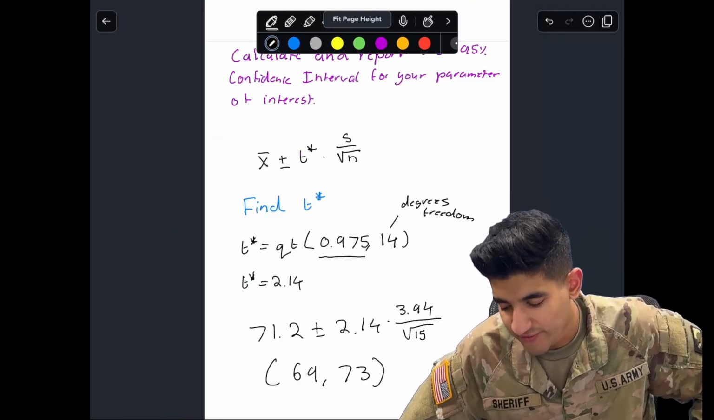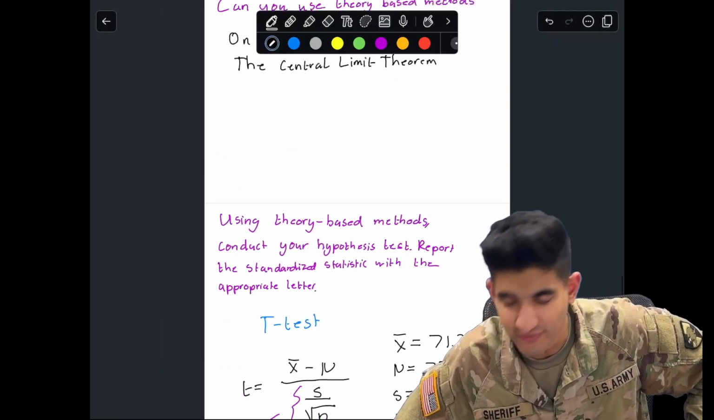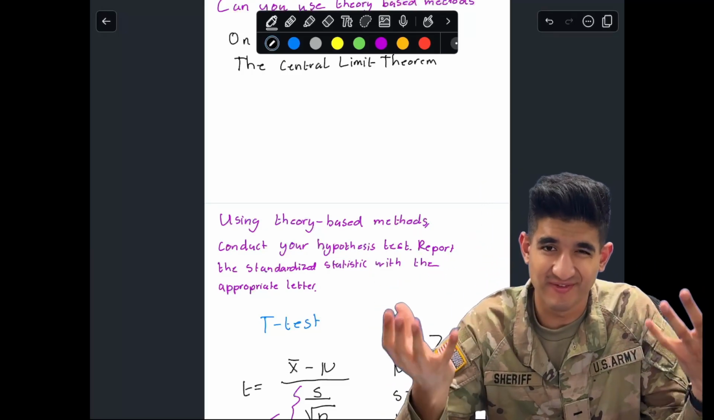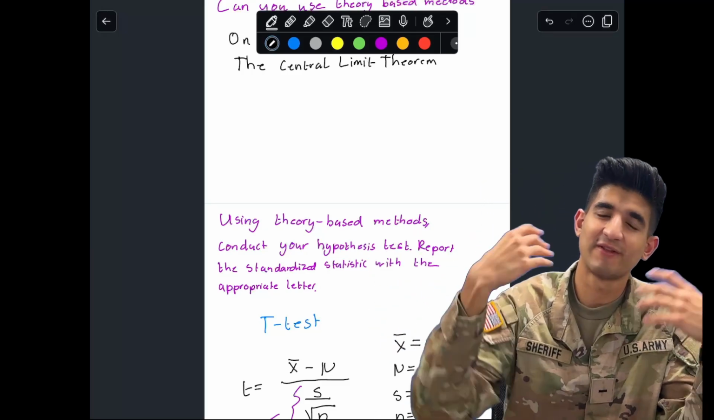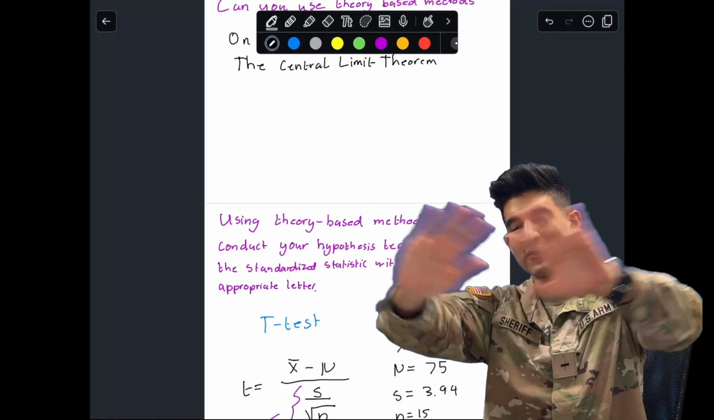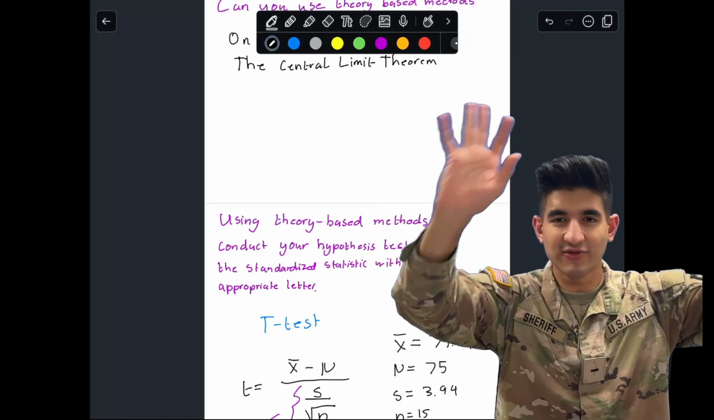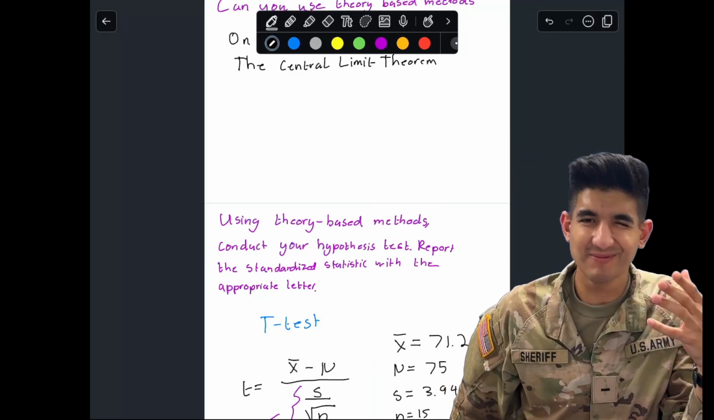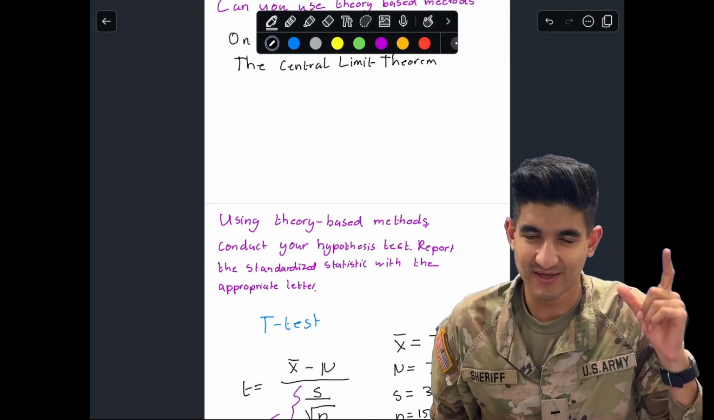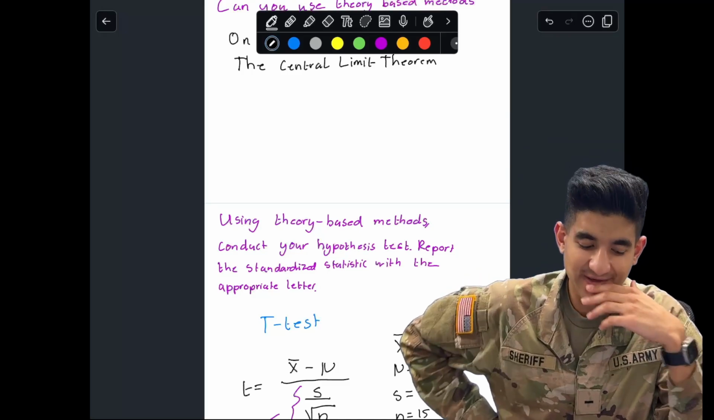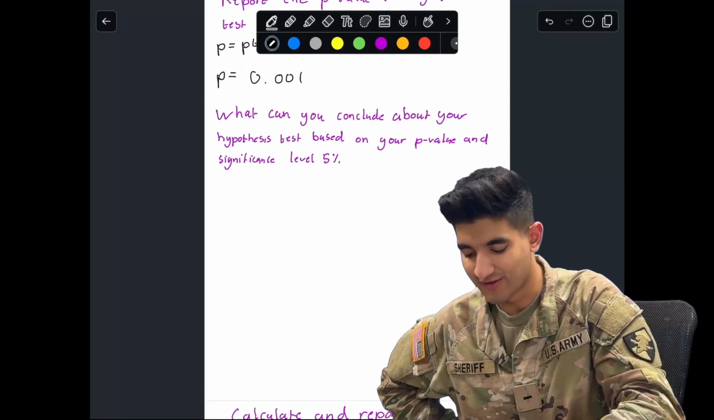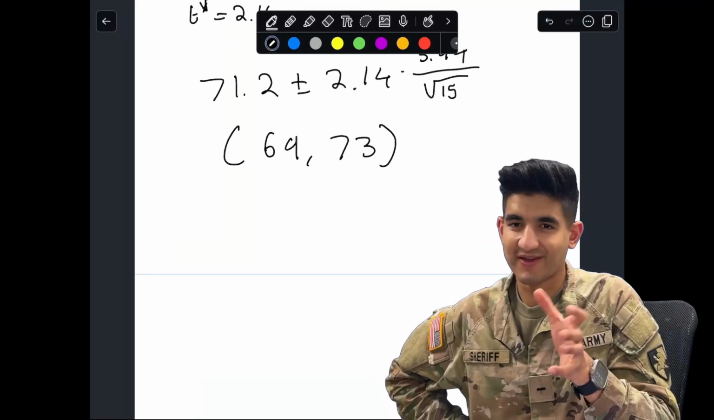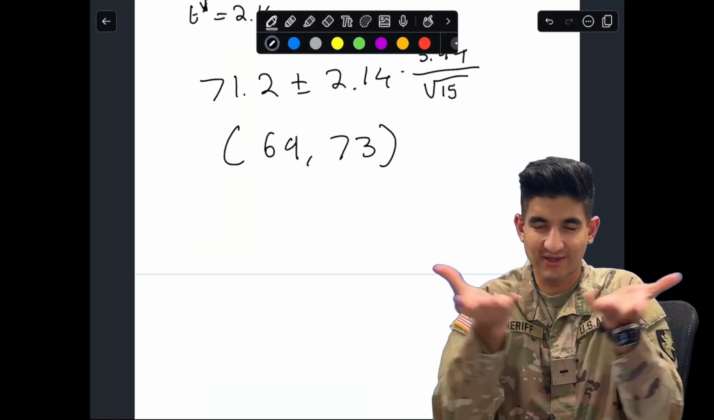But we do know also that they are not equal to what the historical value was, or what the parameter was, that was given as 75. So it does differ from the null hypothesis. I'm not going to go as strong as saying reject. Ask your teacher if you can say reject. But what I'm going to say is our null hypothesis is probably not probable. And that we are 95% sure that the scores are between 69 and 73. So with our accuracy, we can kind of predict that.